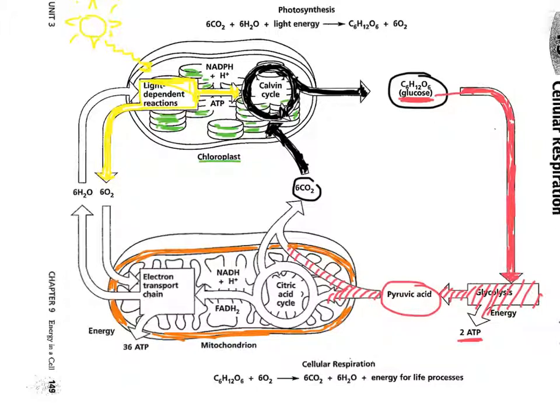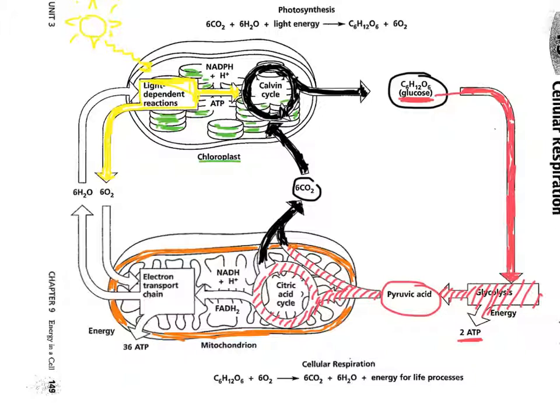Through this process of the citric acid cycle, we're going to produce some carbon. Everybody loves carbon. So the carbon dioxide is what's going to be coming out, which is then going to get used again by the plant through photosynthesis in the Calvin or the light independent reaction to produce that glucose.